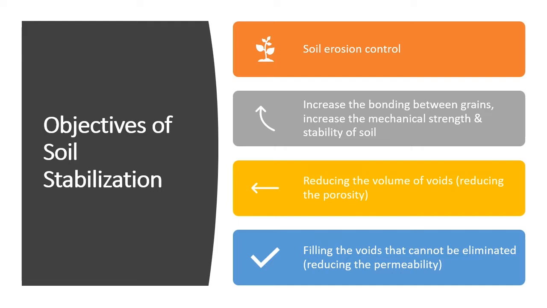Another objective is to increase the bonding between grains, increasing the mechanical strength and stability of the soil. It is also important to reduce the volume of voids, which means minimizing the porosity. And if the voids cannot be eliminated, they need to be filled to reduce the permeability of the soil. Permeability is how easily liquid and gas pass through something. In this case, for example, how fast water flows through porous soil.